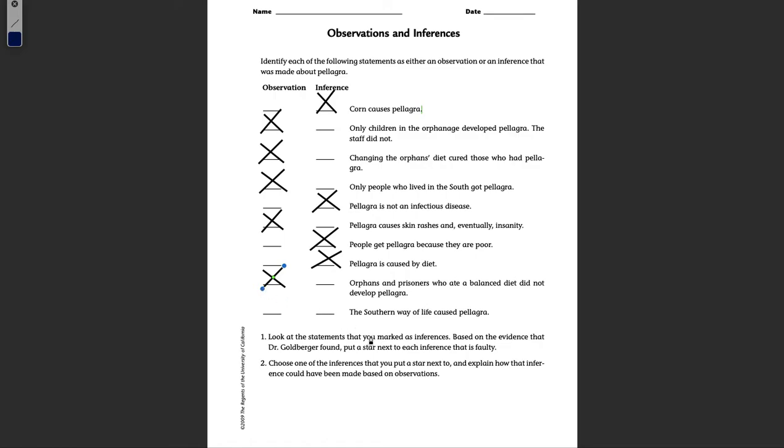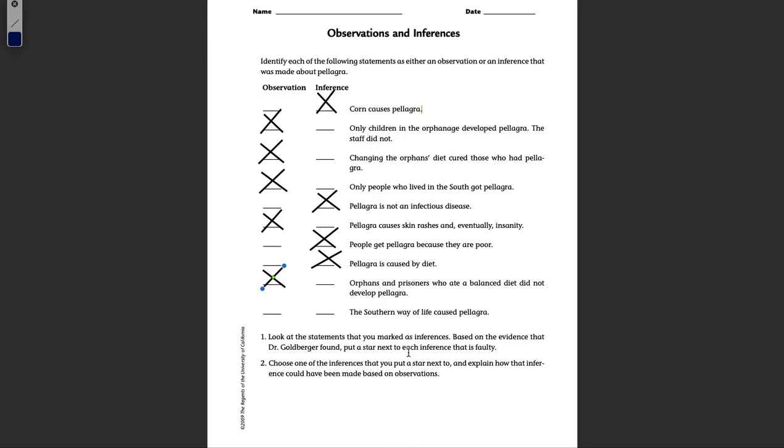Last statement. The Southern way of life caused pellagra. Observation or inference? Is this something that was able to be seen directly, or is this something that was based on evidence and reasoning? Well, considering all the facts and the information that was gathered, this is something that they were able to infer based on evidence and reasoning.